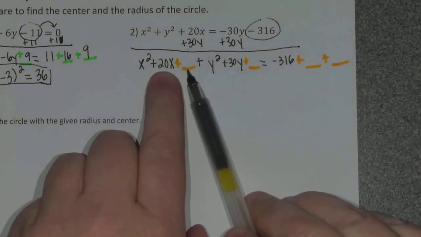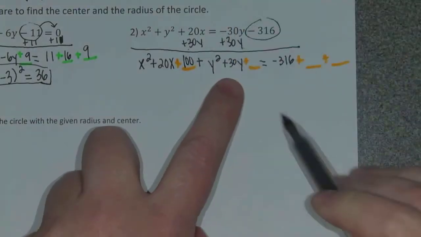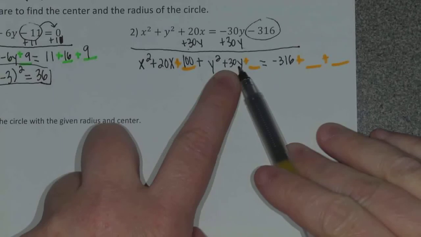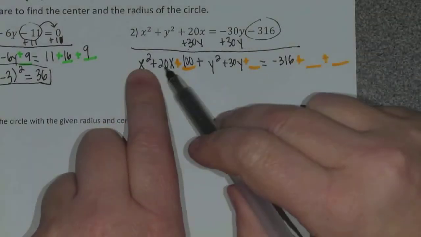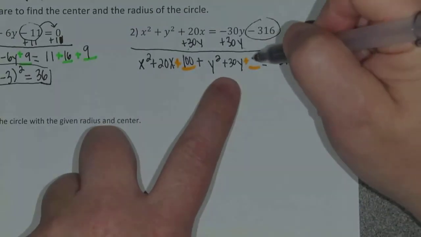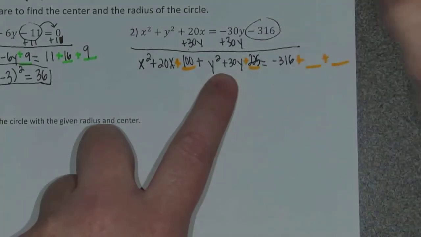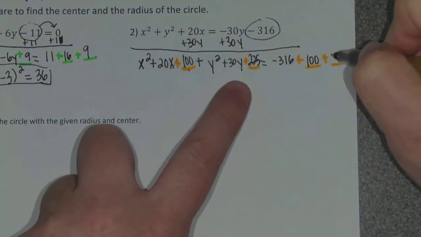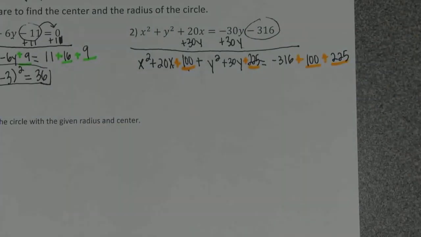So what's the number I'm adding here? 100. Yeah, 100. Very nice. And what number am I adding here? Oh, 225, because it's 15 squared, which is 225. If I add it here and here, I have to add it over here. So I'm adding 100 and 225 to the other side.